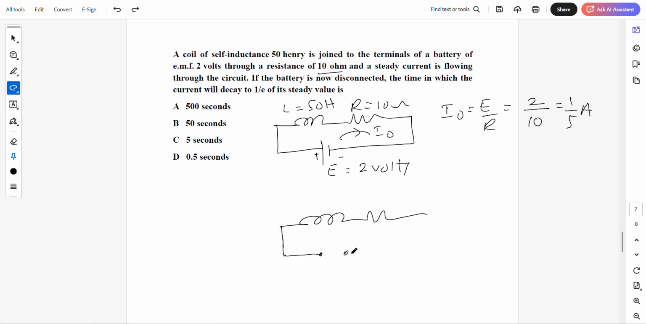This battery is disconnected. L is how much? 50 Henry. R is how much? 10 ohm. Okay.